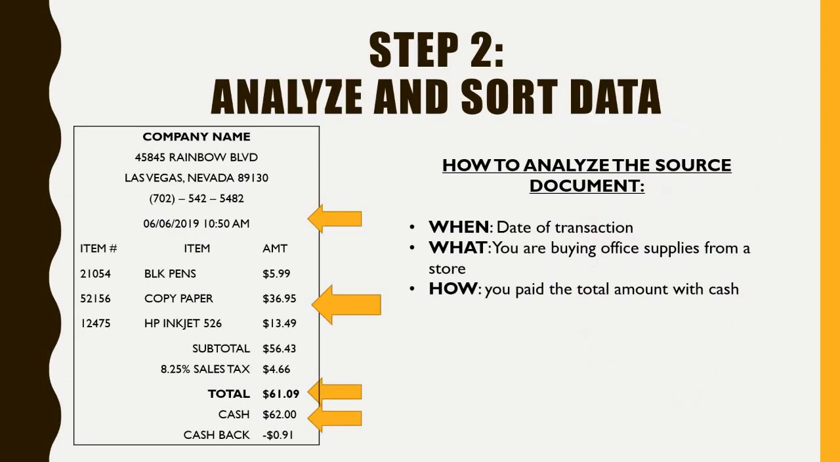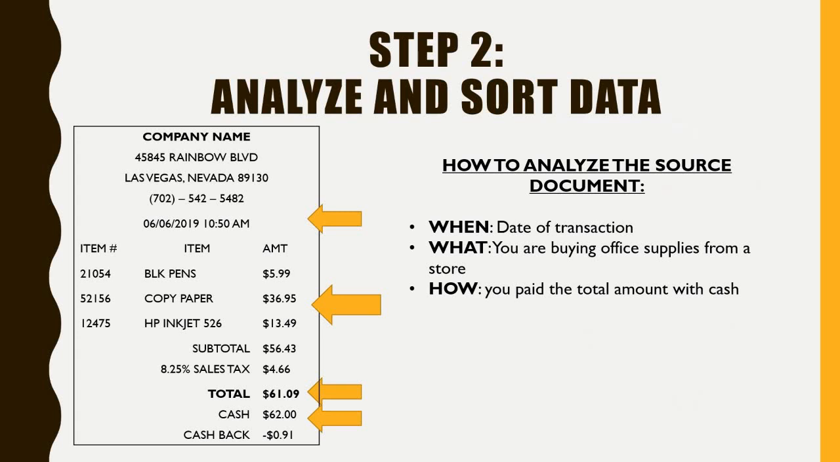Then step 2 is going to be analyzing and sorting. So this is where we take a receipt and we analyze it and answer the questions of who, what, when, where, why, and how. So again, this example here is a receipt from when we went to buy office supplies. The why is we ran out of office supplies, so we need to buy office supplies, okay? Now in this case, let's go ahead and analyze it.